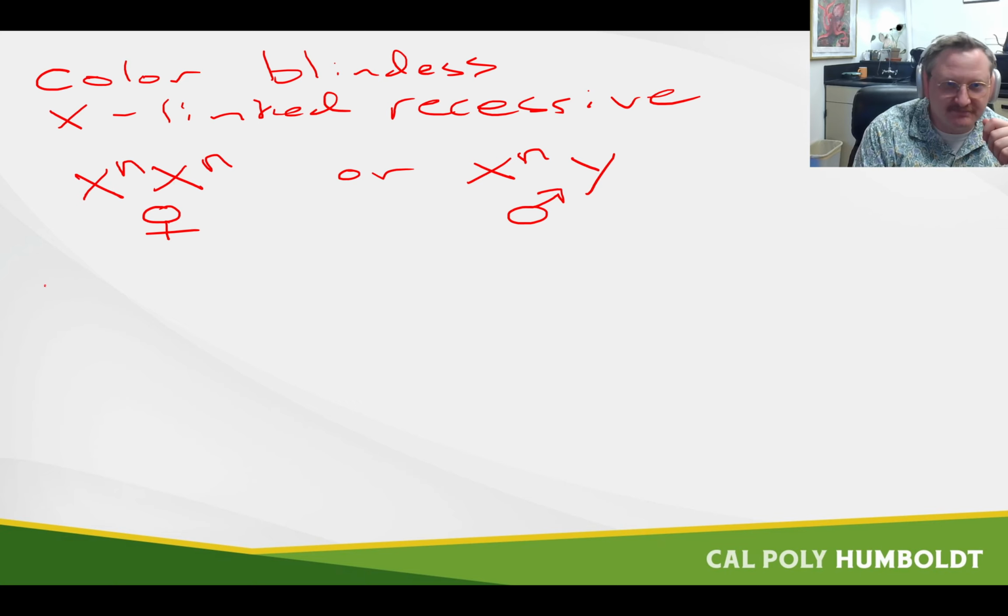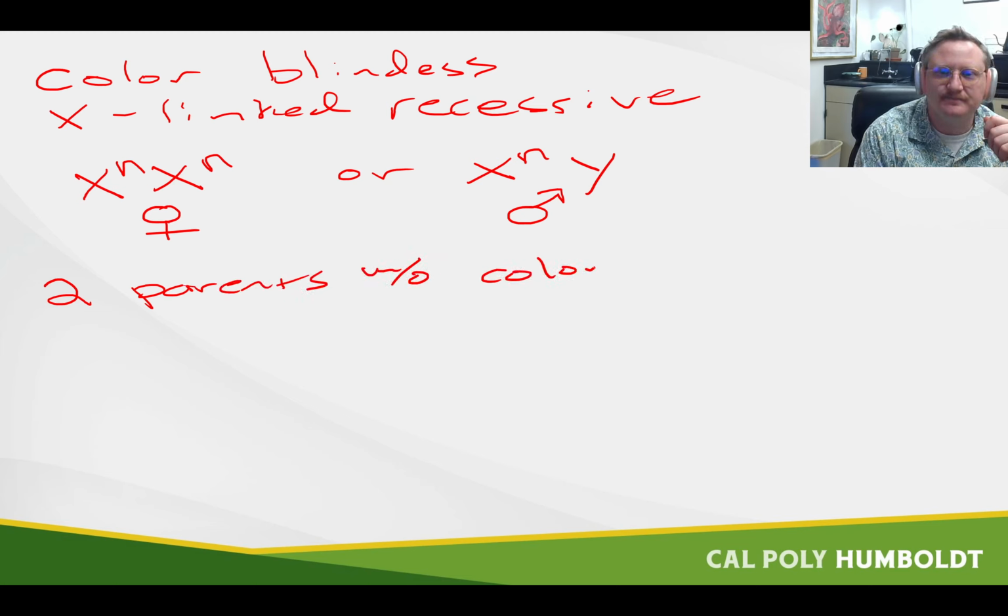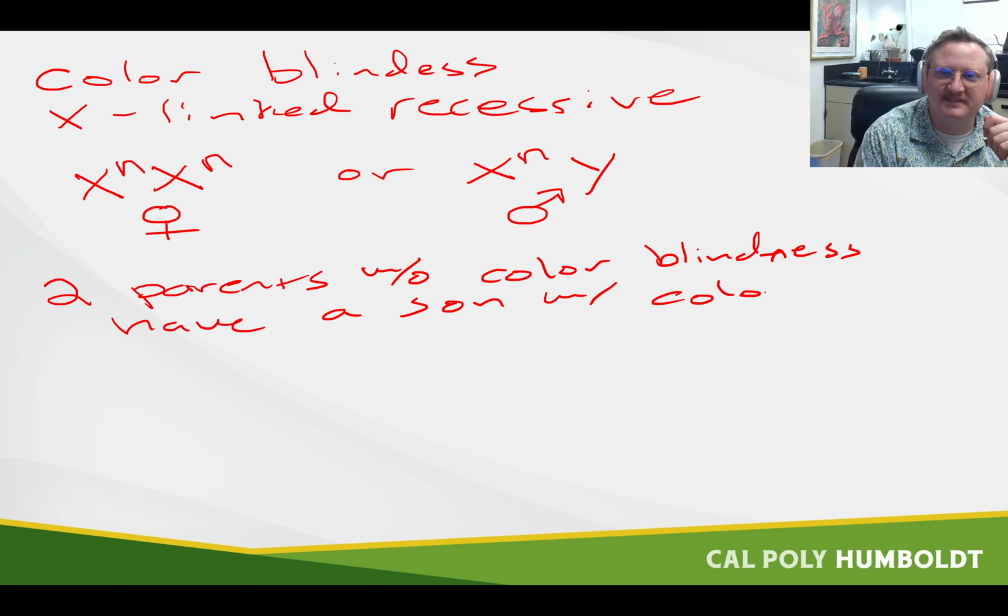So let's say that two parents without color blindness have a son with color blindness. Okay. What are their phenotypes? What are their genotypes?